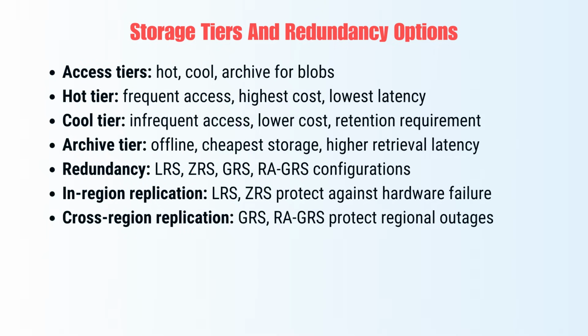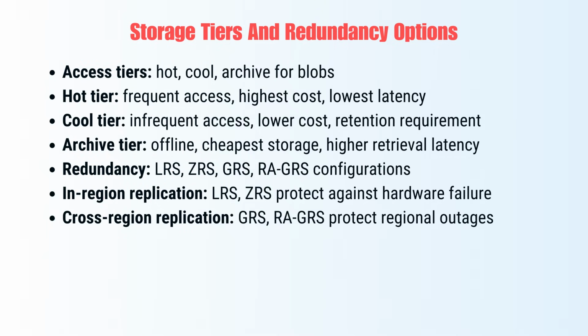Now let's talk about two key aspects of Azure storage: access tiers and redundancy options. For blob storage, Azure offers access tiers that help you optimize cost. Hot tier, designed for data that is accessed frequently. It has higher storage costs but lower access and retrieval costs. Cool tier, for infrequently accessed data that you still need to keep online. Lower storage costs than hot, but higher access charges and minimum retention periods.